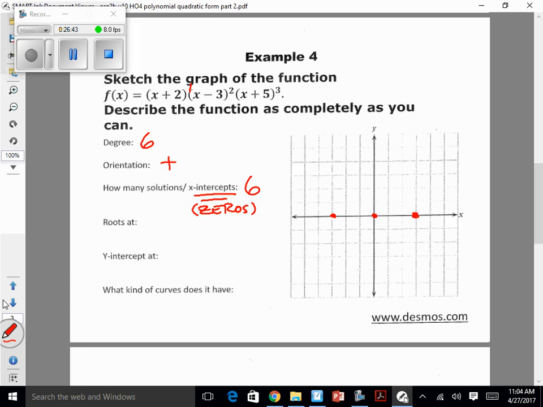Besides the 1 x-intercept, 2 x-intercept, 3 x-intercept. Please find the solutions. 1 solution, 2 solutions. Same thing you're looking for, different words.